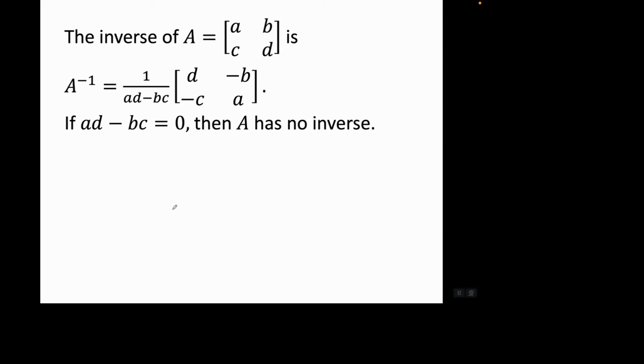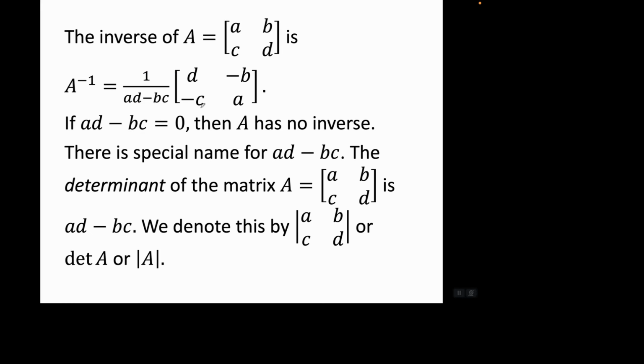The inverse of A, where A equals [A B; C D], turns out to be A inverse equals 1 over (AD minus BC) times this 2 by 2 matrix: D, negative B, negative C, A. And if AD minus BC equals 0, then A has no inverse. There's a special name for AD minus BC, this quantity here.